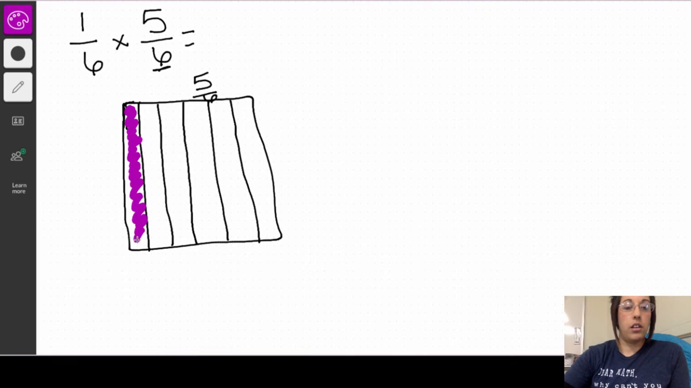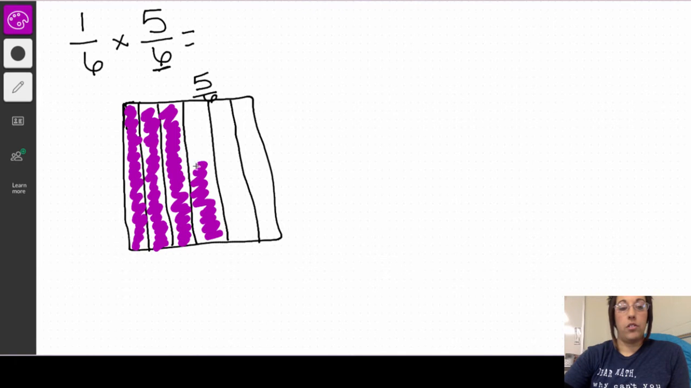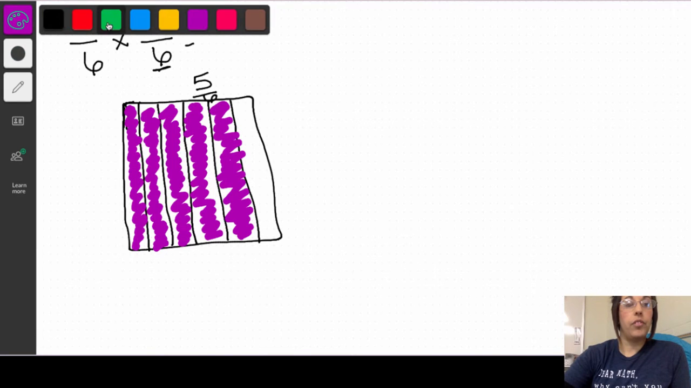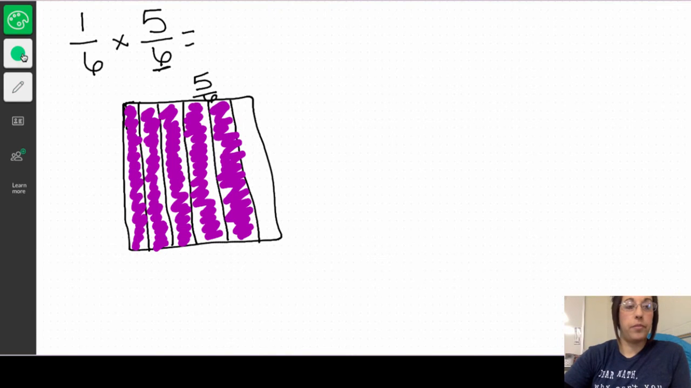So 1, 2, 3, 4, 5/6. Switch the color up. We're going to put 1/6 going across horizontally.